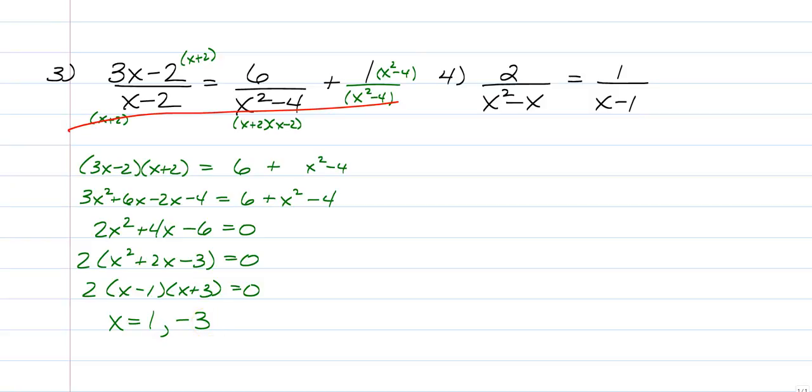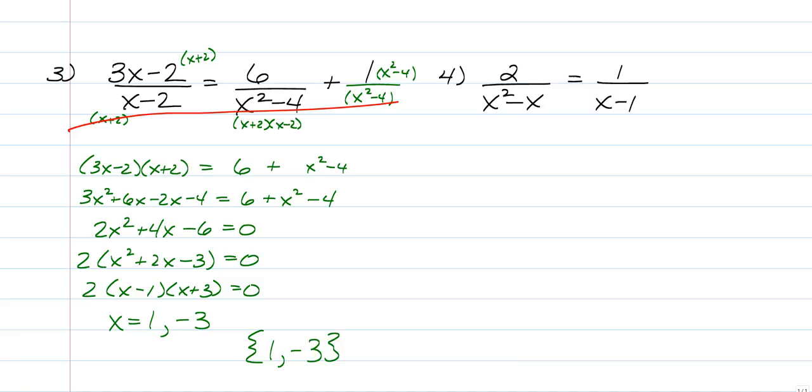So remember, at the beginning, another thing to do is you could have listed your domain. X was not allowed to equal 2 or negative 2. In this case, we have 1 and a negative 3, which both work. So that's going to give us our solutions of 1 and a negative 3. And we write that in our solution set, and we are good to go.